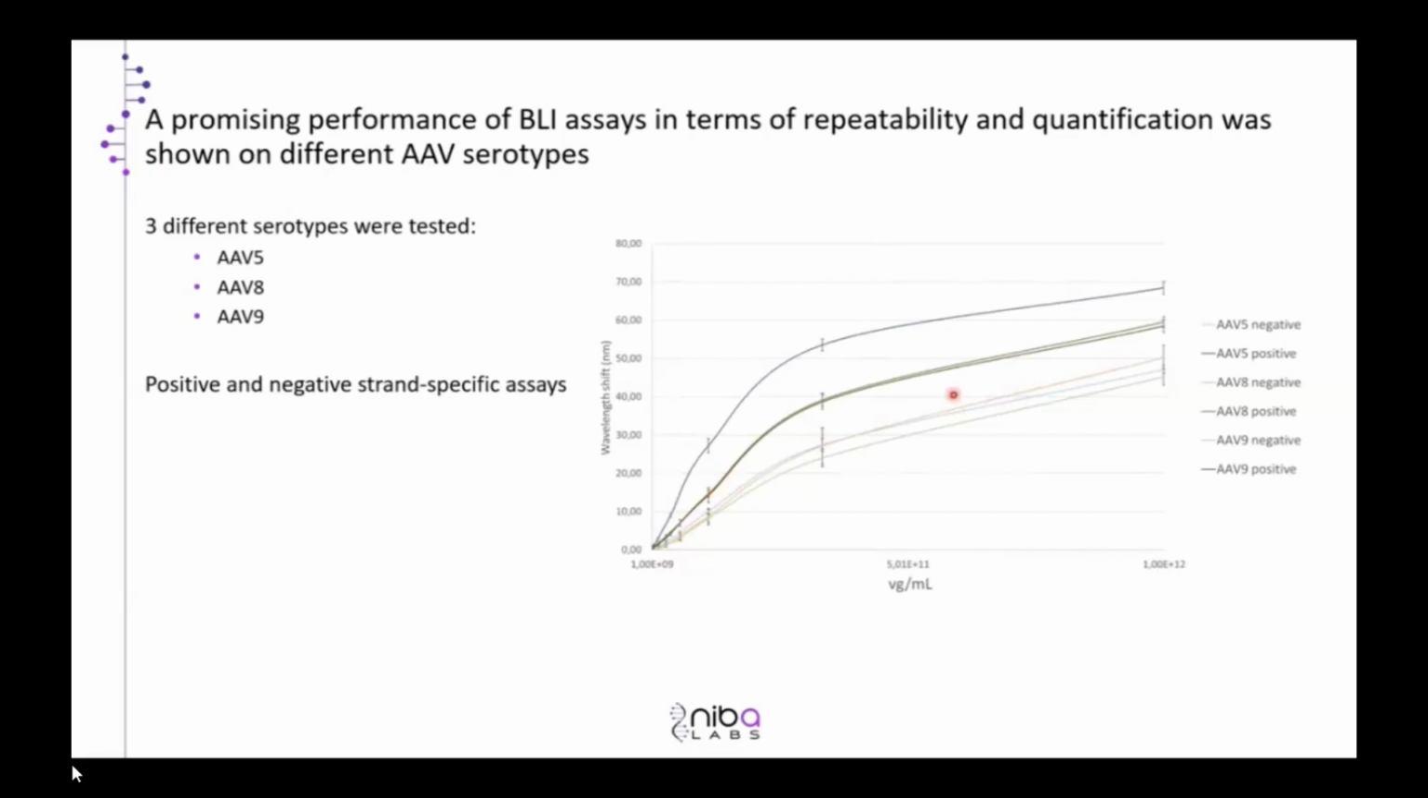However, the wavelength shift is not the same for all assays. But this is not problematic because these points are used to generate a standard curve, and since the sample then behaves in the same way, these differences between the positive and negative strands or even serotypes are really not important.